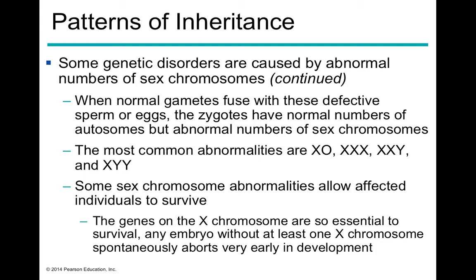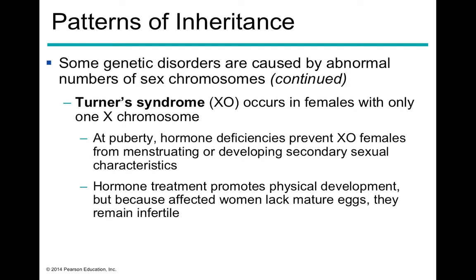Let's see. So the genes on the X are super essential for survival. So any embryo without at least one X is going to spontaneously abort. So again, YO is just not going to be viable because you need at least one X chromosome to survive. XO is going to be Turner syndrome. When a female has only one X chromosome, usually XO females don't undergo puberty properly, so they don't end up menstruating, and they fail to develop secondary sexual characteristics, so they tend to appear to be underdeveloped. You can use hormone treatment to help promote physical development, but they're never going to produce mature eggs, so they're generally across the board going to remain infertile.